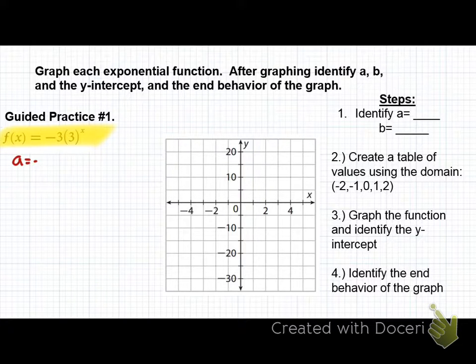You should have started with this. We got a is equal to negative 3, b is equal to 3. What's our y-intercept on this one? Good. And we can even plot that. You see right here I plotted it already because I already know this is going to be a point. Okay? So make an XY table. And I'm going to give you about a minute to fill this in, okay, with your group.